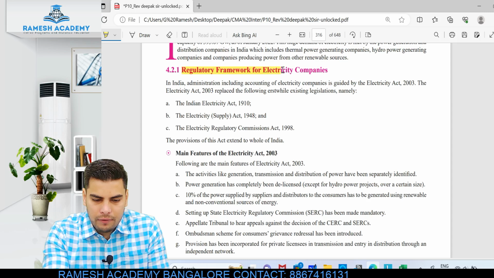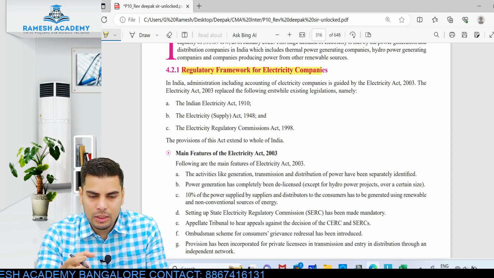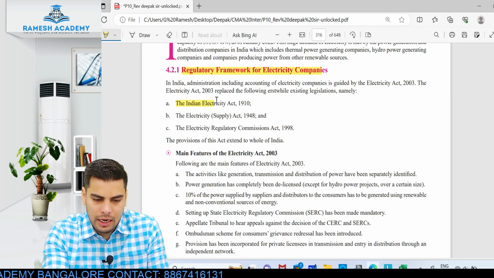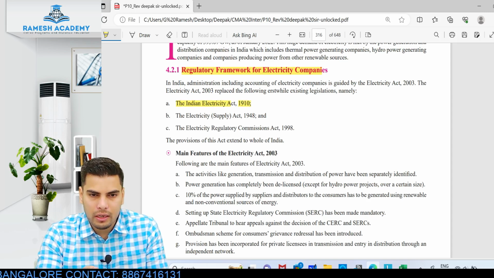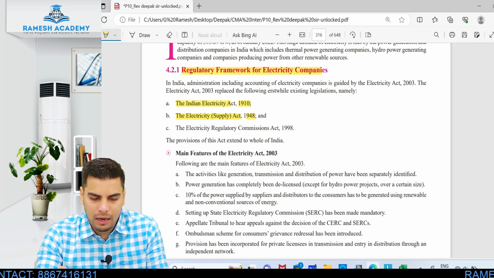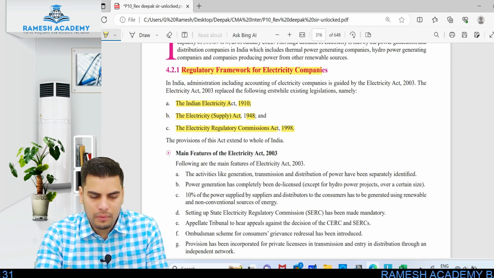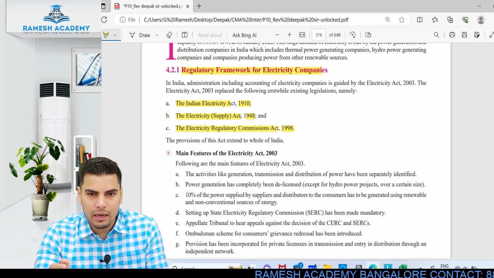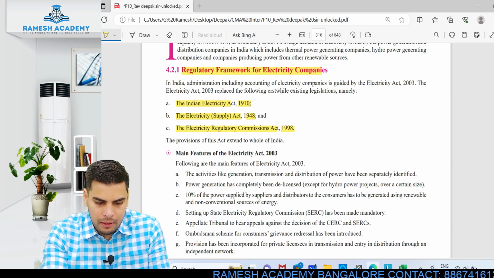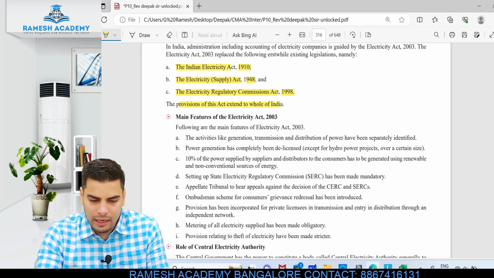When it comes to the regulatory framework for electricity companies, what are the laws which will be regulating these electricity companies? First thing is the Indian Electricity Act 1910. Look at the year, very old law, 1910. Electricity Supply Act 1948, immediately after independence, and then Electricity Regulatory Commission Act 1998. Clear? So these are the regulating acts which will be governing these electricity companies. The provisions of these acts extend to the whole of India, so these acts are applicable for the entire nation.